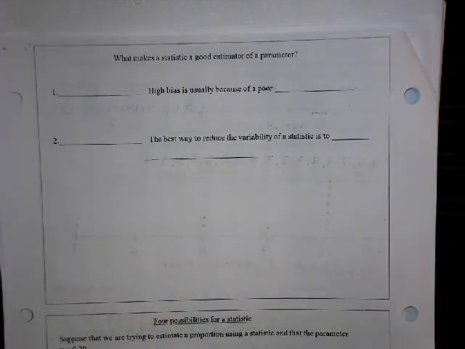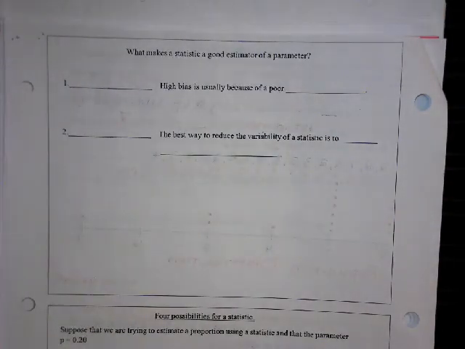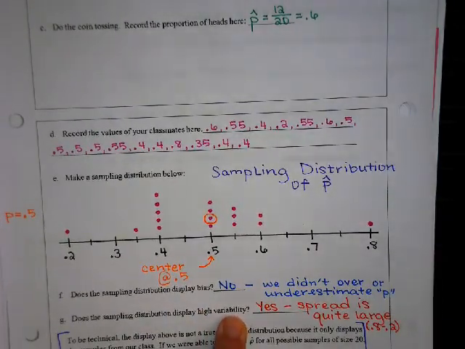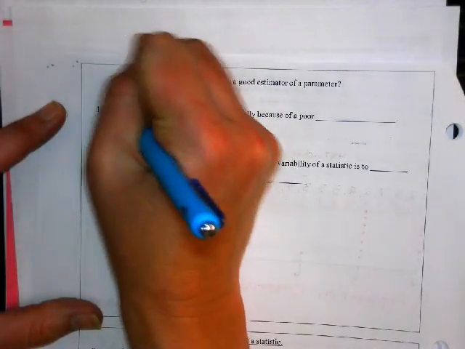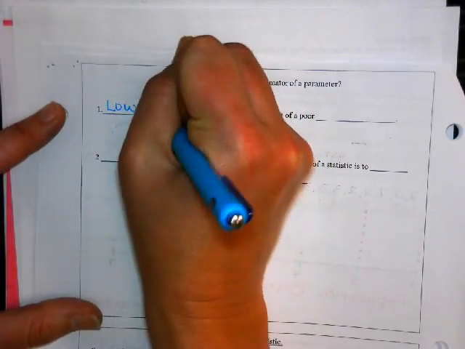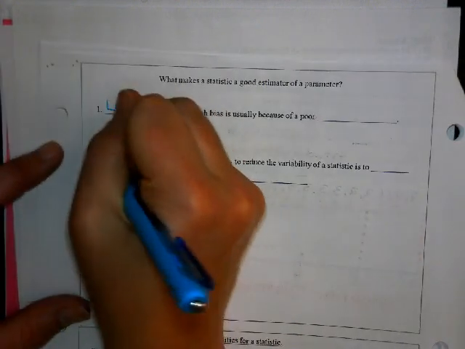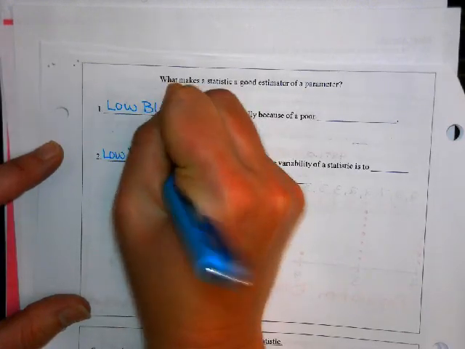What makes a statistic a good estimator of a parameter? After we made the dot plots, what were the 2 questions I asked? Does the distribution display bias, and does the distribution display high variability? Thank you, Trey. So we want to pay attention to bias, and we want our bias to be low. And then we want to pay attention to variability, and we want low variability as well. I used all caps, and I ran into my word. Sorry, variability.